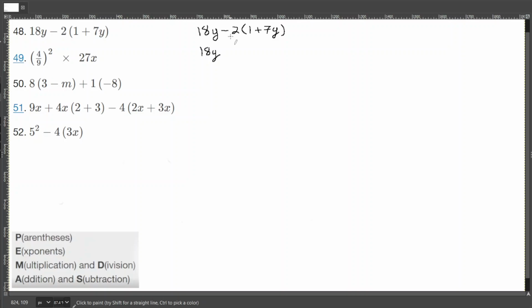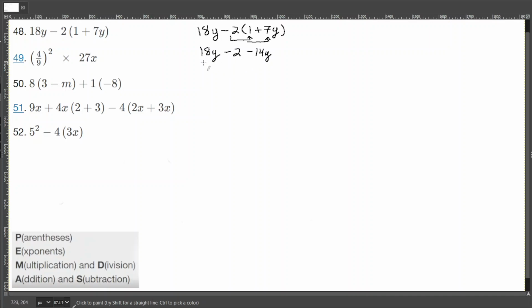Now here's the tricky one. I want to look at this as negative 2, okay? So this is negative 2 times 1, which is negative 2, okay? And then negative 2 times positive 7y, so that's going to be negative 14y. Okay, so it is a minus 2, but what is a minus 2, right? It's adding negative 2. So we got to start getting used to this idea that the sign in front, right, tells me if the number's negative or positive.